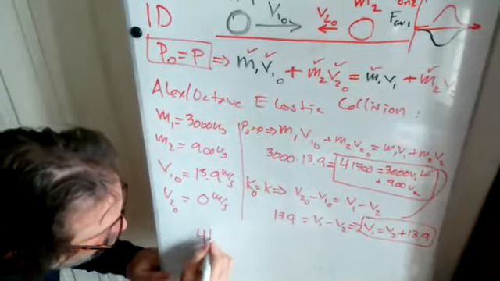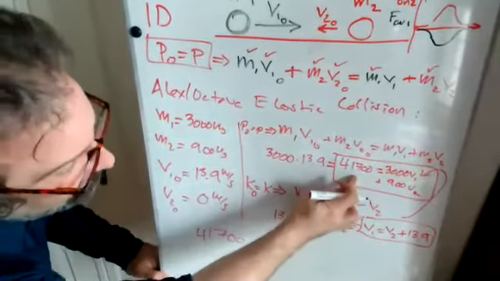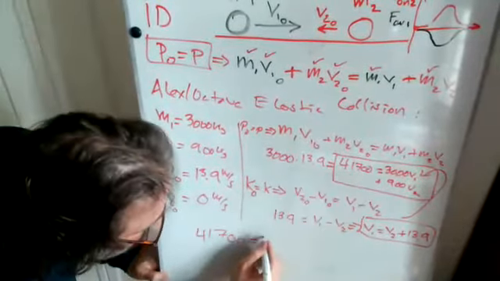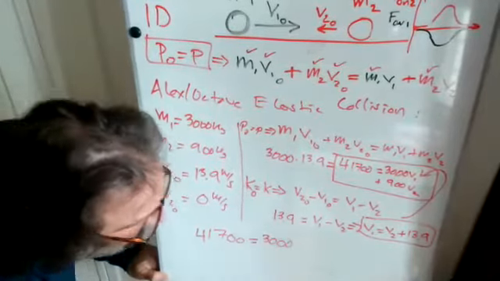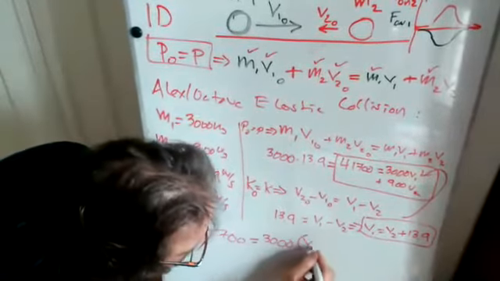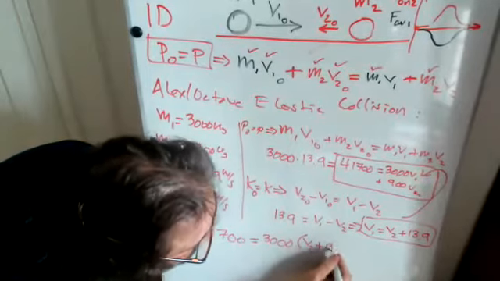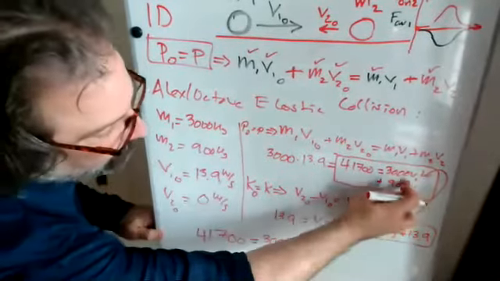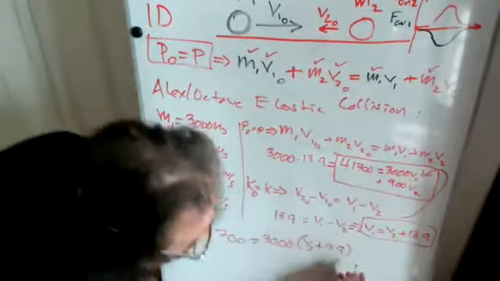So we have 41,700 is equal to 3,000, and V1 is now equal to V2 plus 13.9. We plug in for V1, and then we have plus 900 times V2. Okay, so now we have one equation with one unknown, so it's just a math problem at this point. Let's multiply it out.